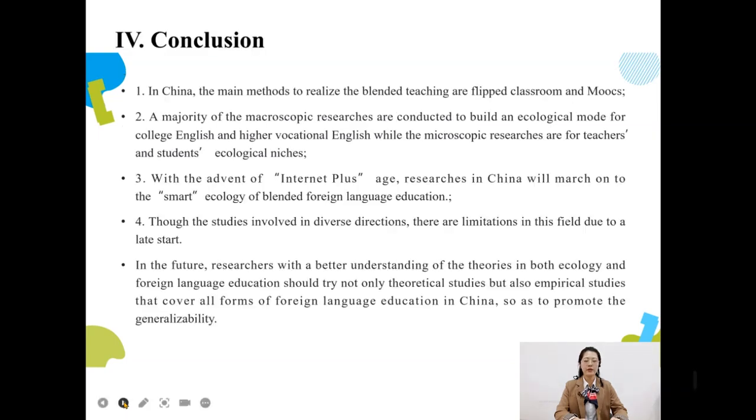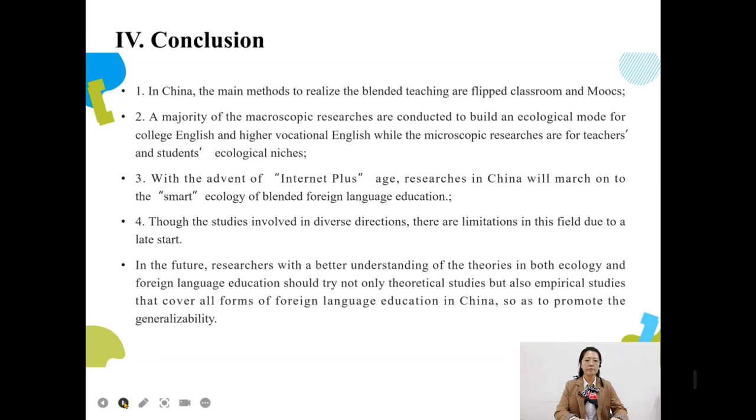And last, let's come to the conclusion. In this study, the related CNKI literature from 2010 to 2020 was collected, and CiteSpace was employed to carry out the review for the exploration of the research hotspots, trends, and limitations in this area. The results show that, first, in China, the main methods to realize blended teaching are flipped class and MOOC.